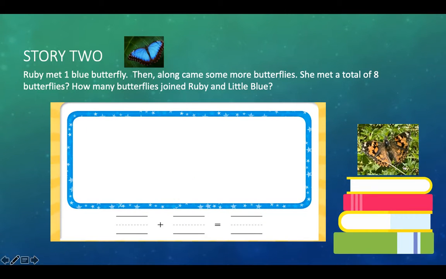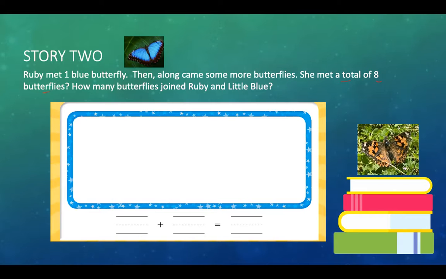Now, story 2. Okay, so we're going to read again together. If you don't mind reading with me, that would be great. Ruby met one blue butterfly. Then along came some more butterflies. She met a total of 8 butterflies.